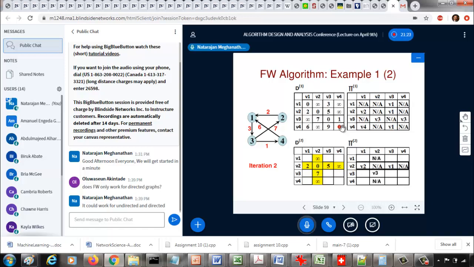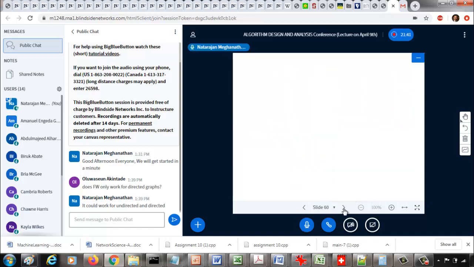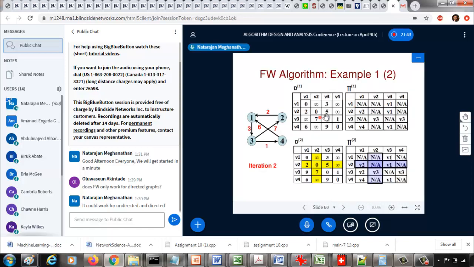Now currently it is 0, and if you go through V2 it's going to be infinity plus infinity, so it's still infinity, not less than 0. So write down 0 and not applicable. The entries we have here are the same here. So that is the distance matrix and predecessor matrix at the end of the second iteration.